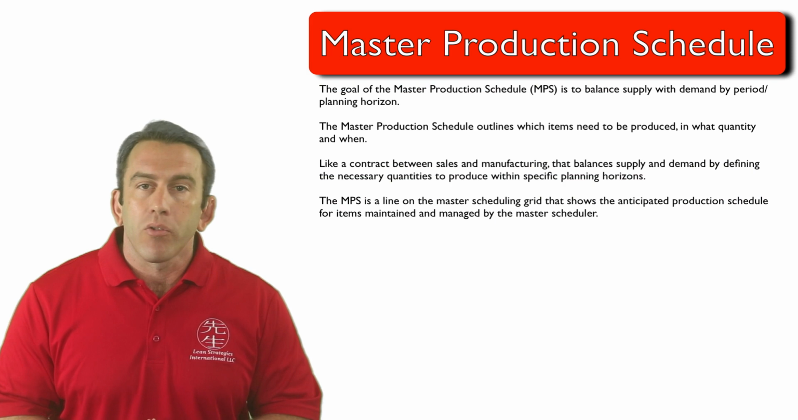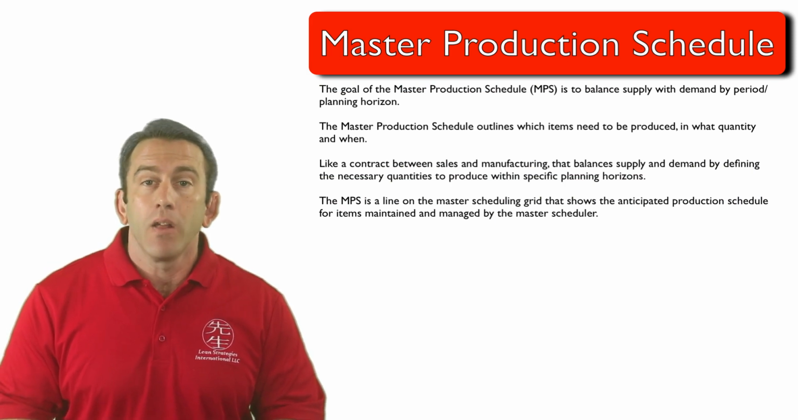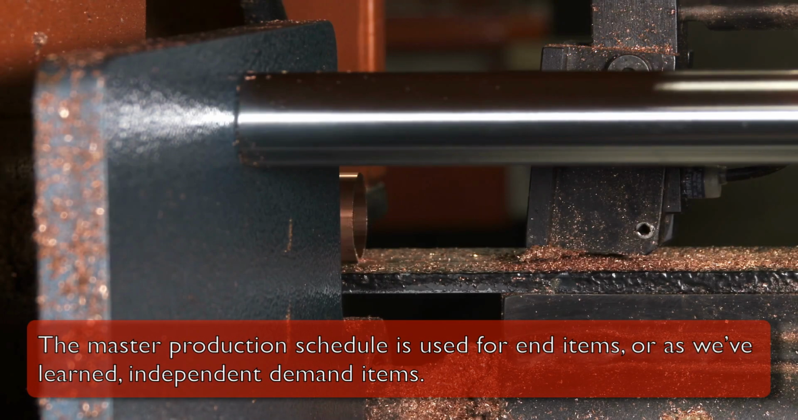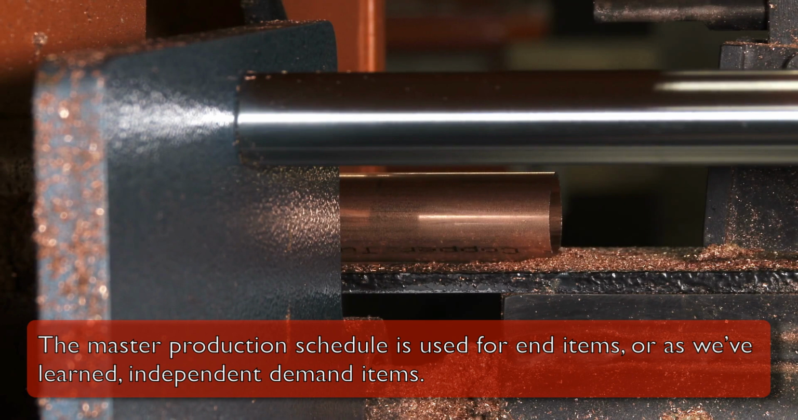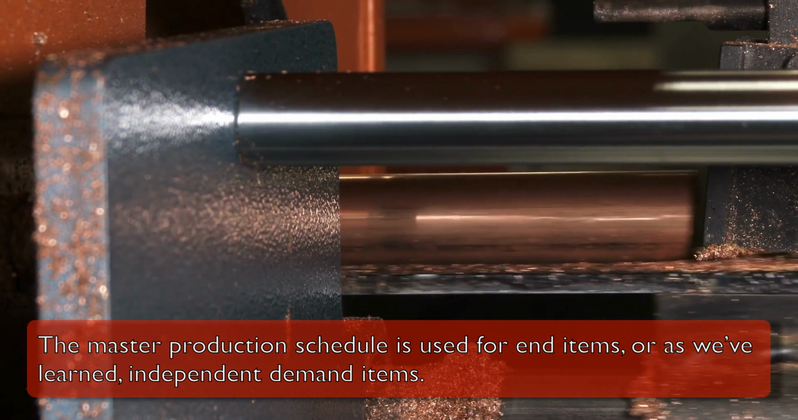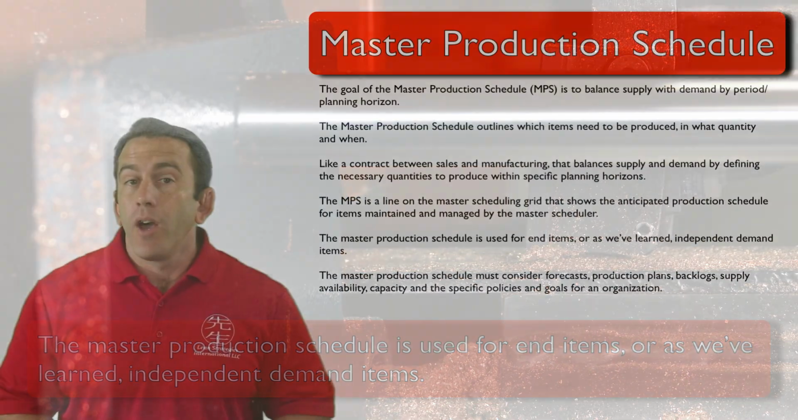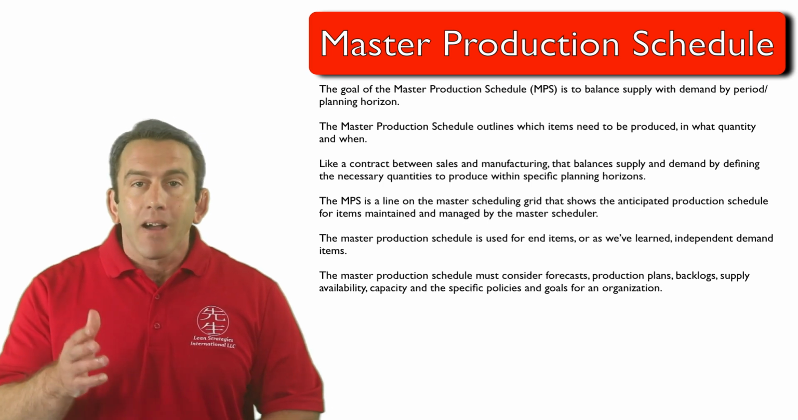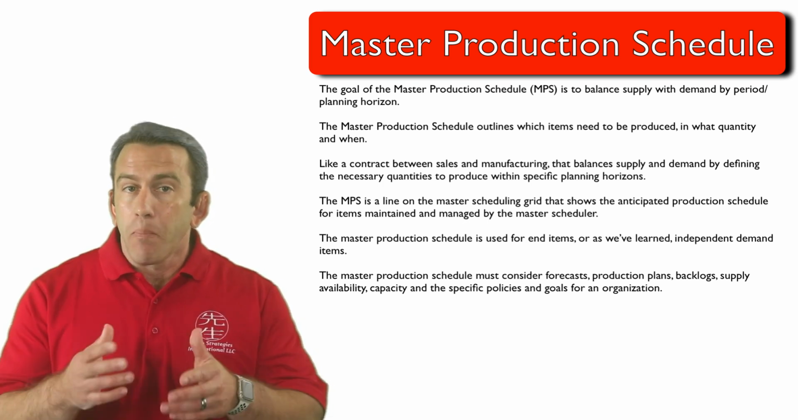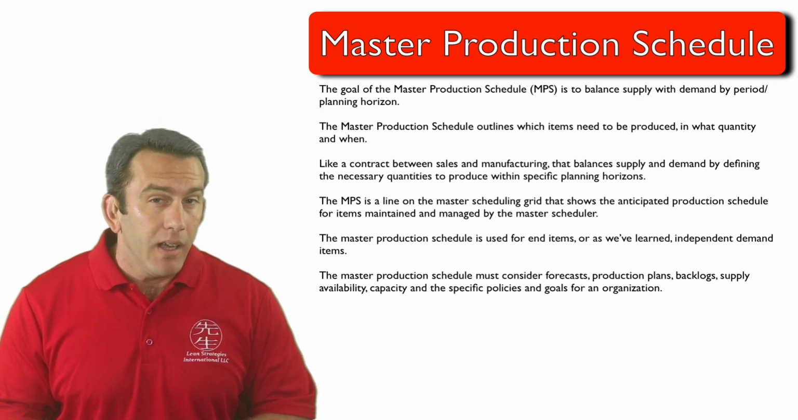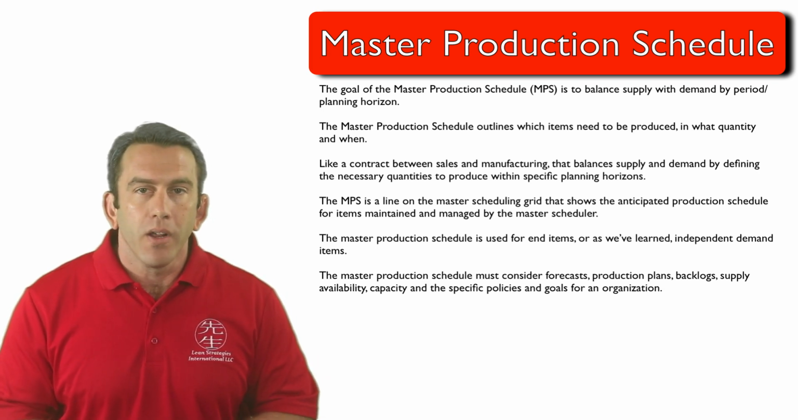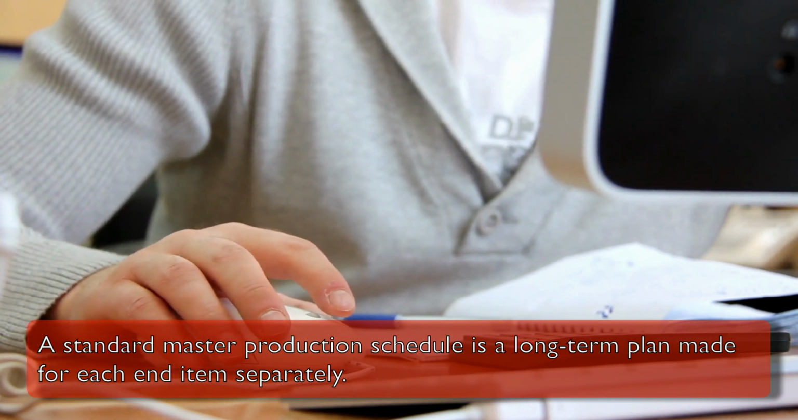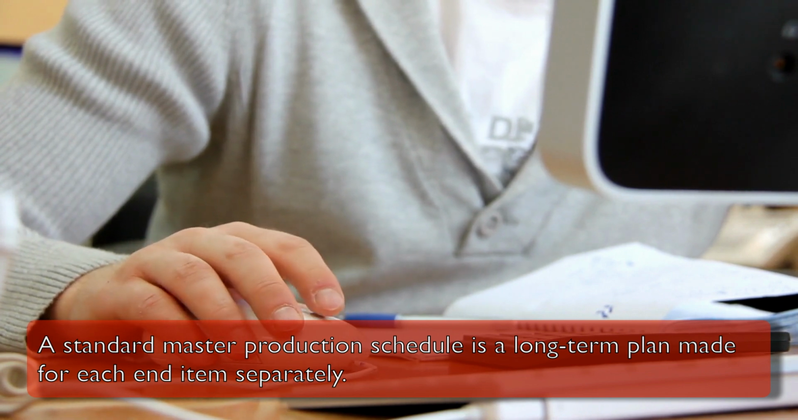In most cases, the master scheduler maintains the MPS and works with the planners to maintain the MRP. The master production schedule is used for end items, or as we've learned, independent demand items. The master production schedule must consider forecasts, production plans, backlogs, supply availability, capacity, and the specific policies and goals for an organization. A standard master production schedule is a long-term plan made for each end item separately.